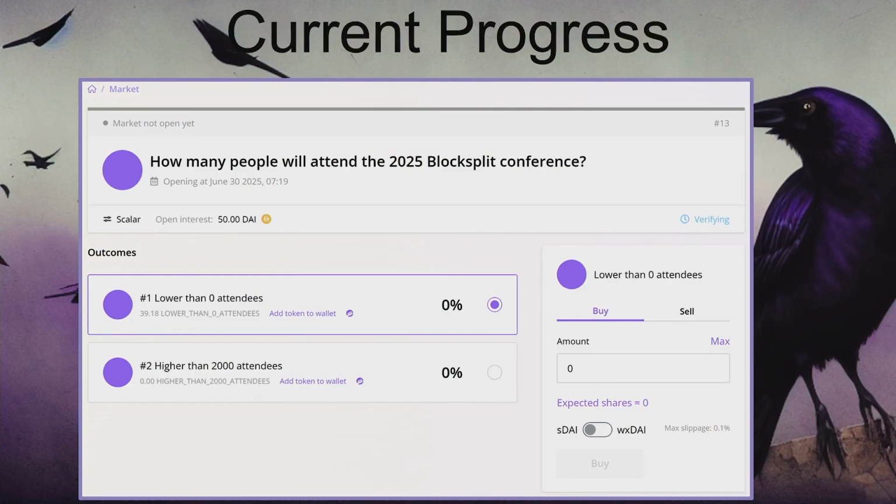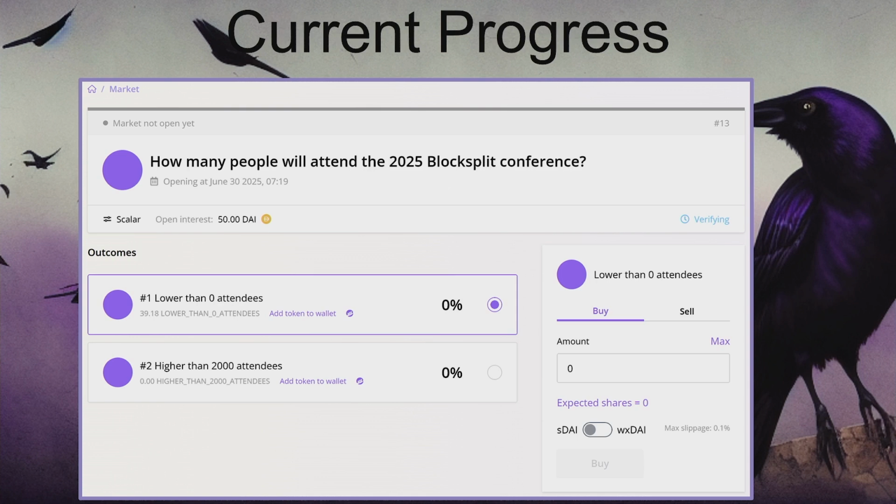As for the current progress, you can see here I made a market about the attendance of the next BlockSplit conference. I put the range between 0 and 2,000. I'm an optimist. So you can see what it looks like. You can buy up tokens if you think that you will have a high attendance, down tokens if you think that you will have a low attendance. So that's, let's say, a mainnet beta.